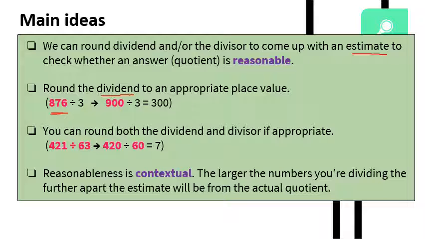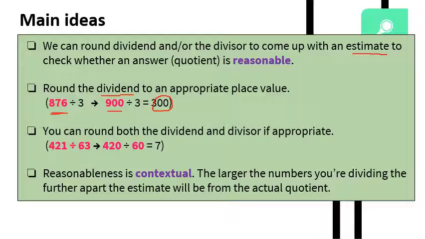So here it's 876 divided by 3. I've rounded 876 up to the nearest hundreds place, which is 900, and I've divided it by 3. And my estimate is 300. So that's a reasonable estimate.